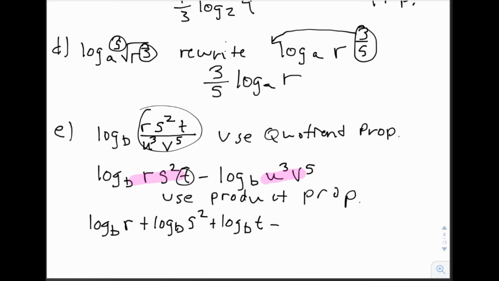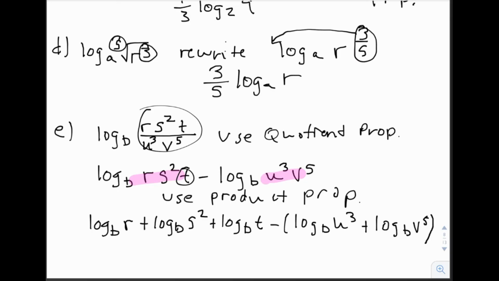So we still have minus, and then what do we have now? Well, we are subtracting, in this case, log base b, and then we have u to the third, and then what else can we do? Well, we can go ahead and split this one up as well using our product property. So this will give us plus, in this case, a log base b, and then v to the fifth.